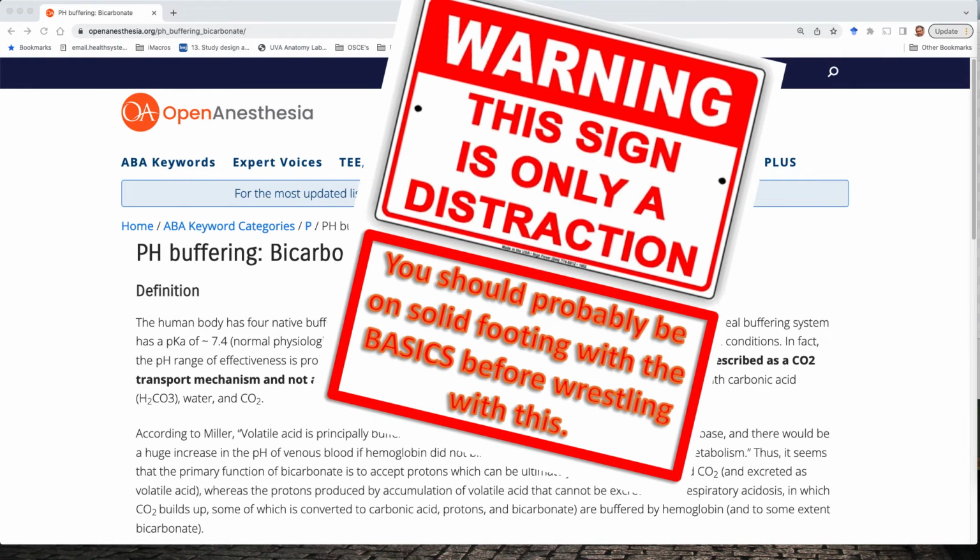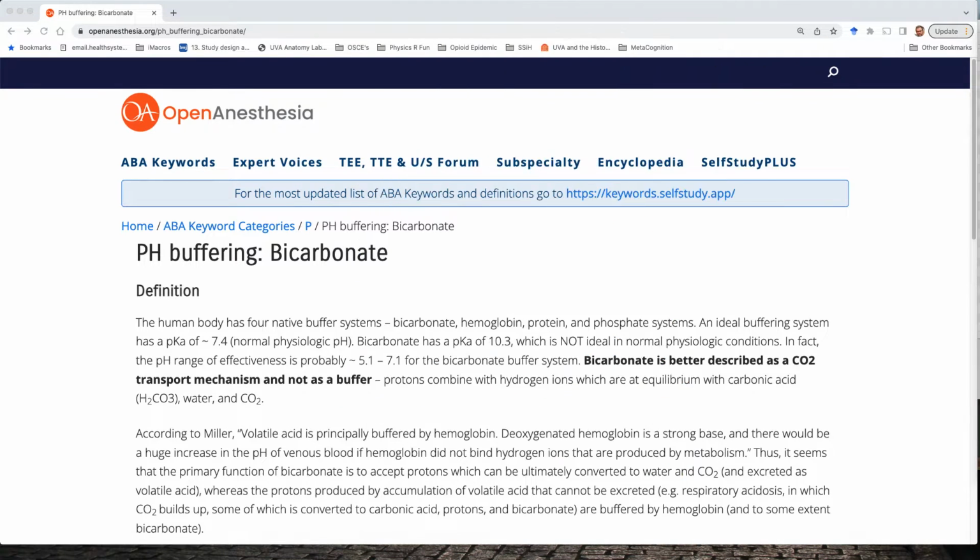Okay, first of all, quick caveat. I think you might want to be pretty solidly based in our basic acid-base treatment before addressing this material. It could become a little confusing. But I think it's worth taking a look at, if only to provide a different perspective, or to let you see that there are different perspectives on the body's buffering system and what bicarbonate really represents.